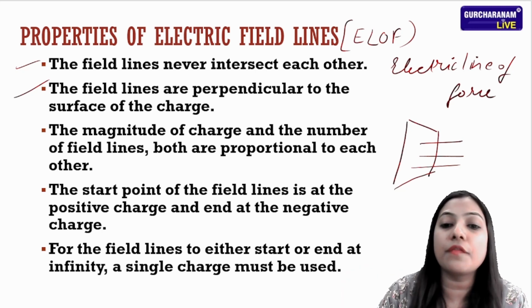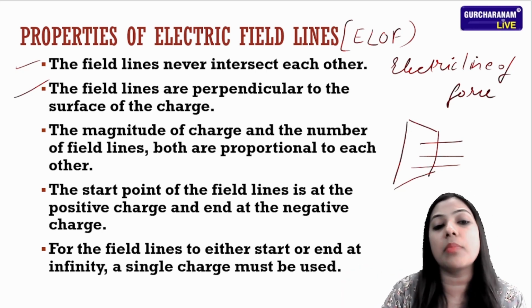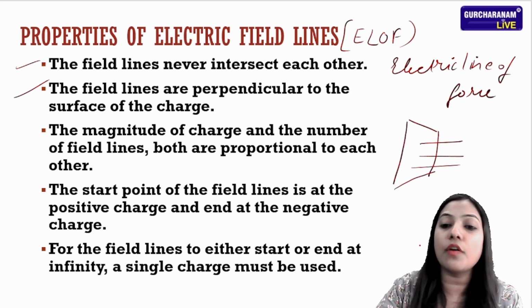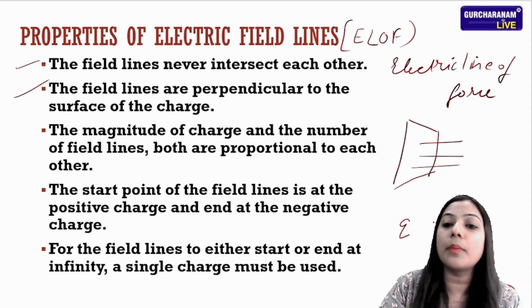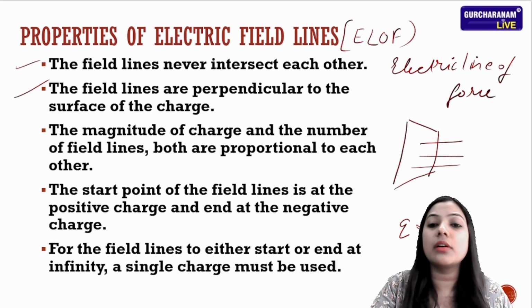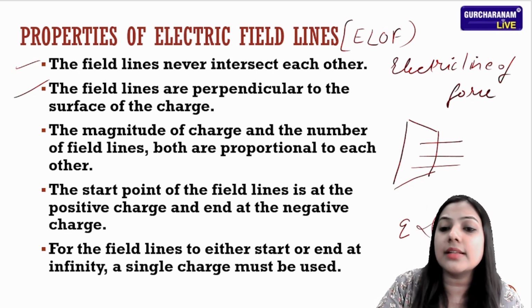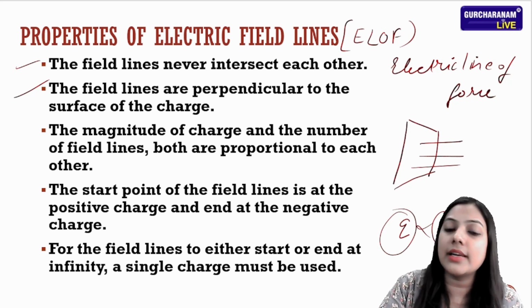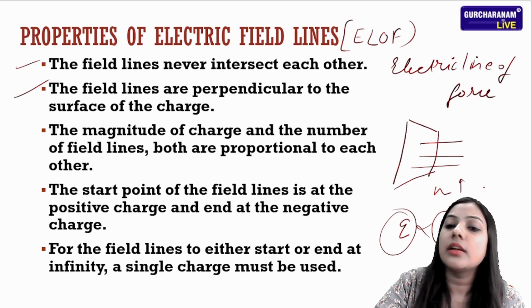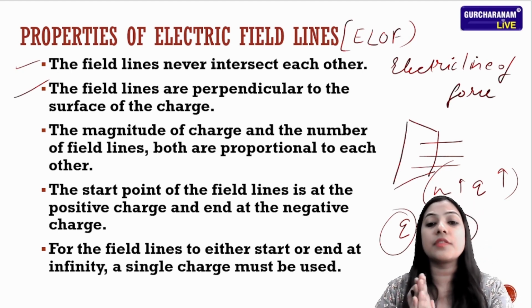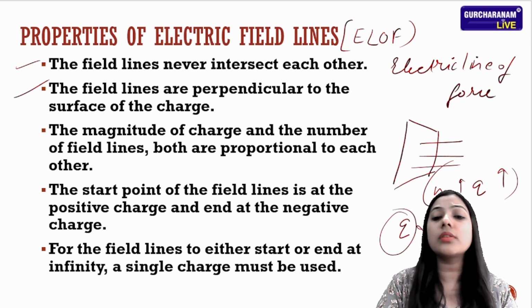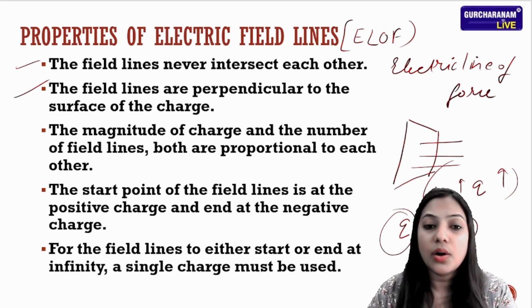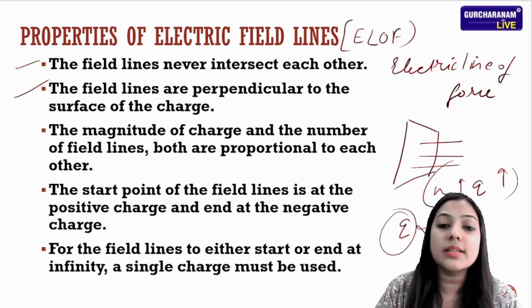Third point, the magnitude of charge and the number of field lines both are proportional to each other. That means if the number of field lines increases, the magnitude of charge also increases. So we can say that the magnitude of charge and the number of field lines are proportional to each other. Students, I hope you understand this point.